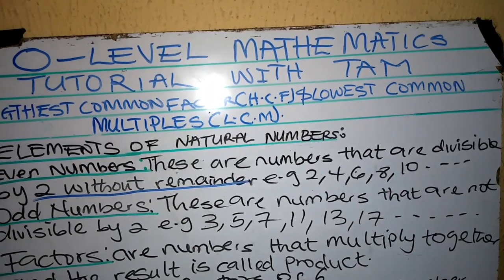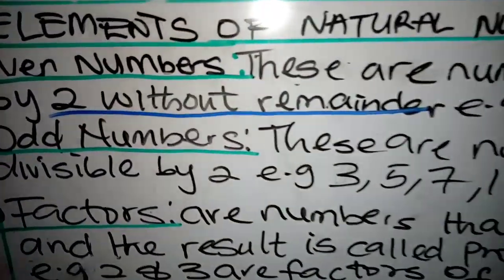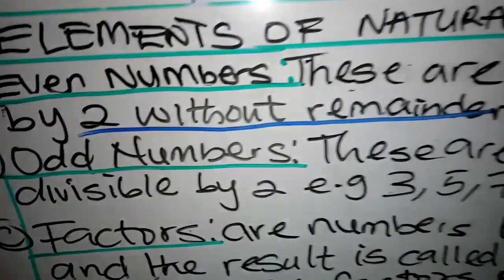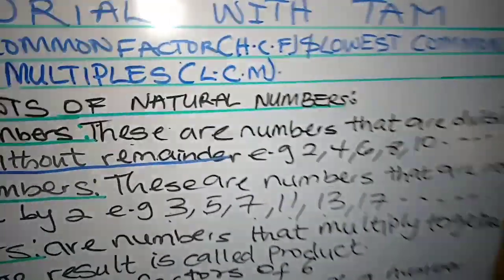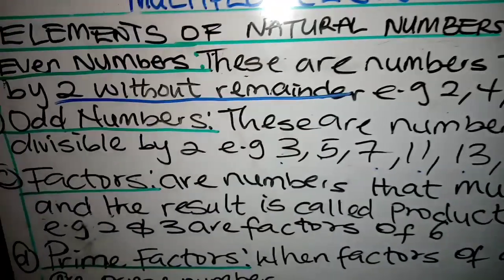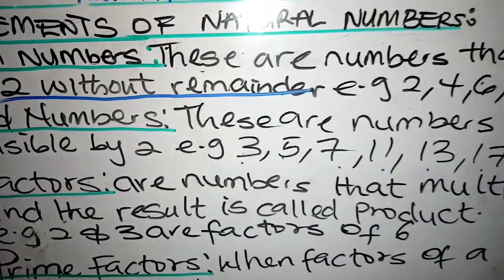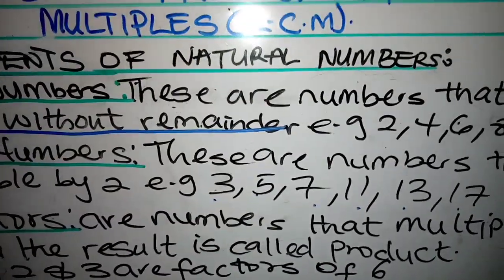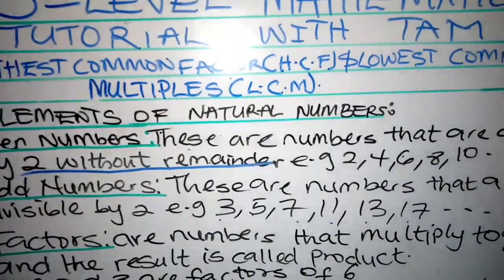Now, odd numbers. Odd numbers are numbers that are not divisible by 2. That is, they are not factors of 2. We have 3, 5, 7, 11, 13, 17, and so on. They are numbers that once you divide them by 2, you get a remainder. So that's why we said they are numbers that cannot be divisible by 2. Since you are having a remainder, it can never be divisible by 2, unlike even numbers that can only be divisible by 2 without remainder.